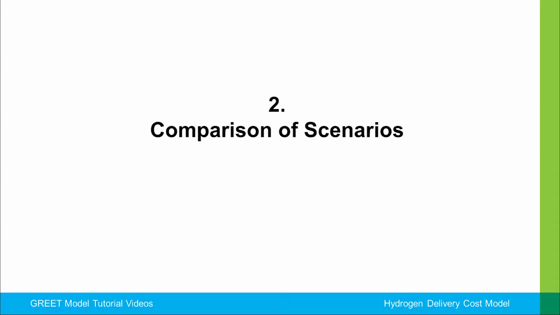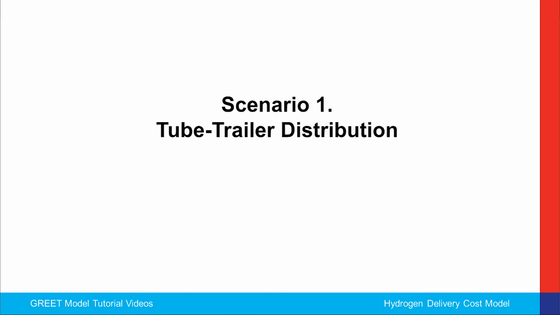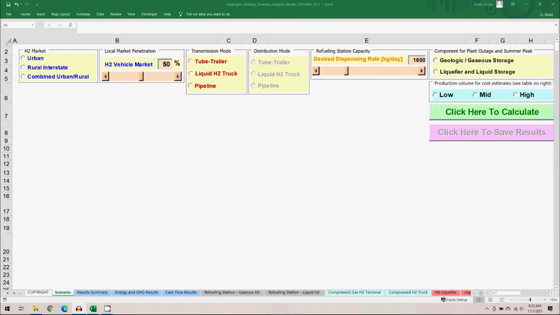For demonstration, I'll run 3 scenarios showing how results change when selecting the 3 different distribution modes for delivering gaseous hydrogen when the transmission mode is pipeline. In the first scenario, I'll look at results using the tube trailer distribution mode. The pathway represented in this scenario would be gaseous hydrogen transmitted via pipeline to a terminal, where it is transferred to tube trailers to be distributed using trucks.